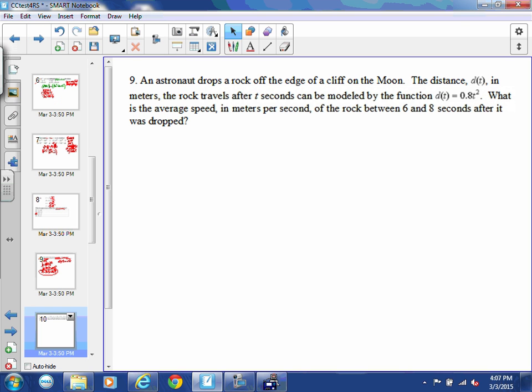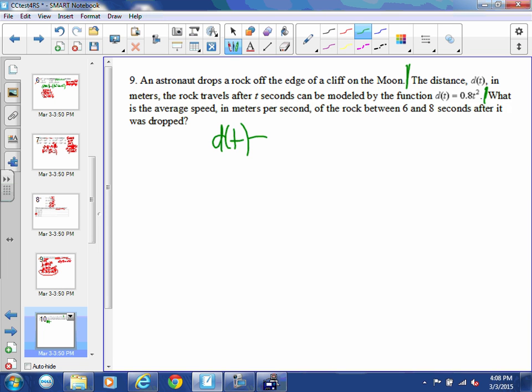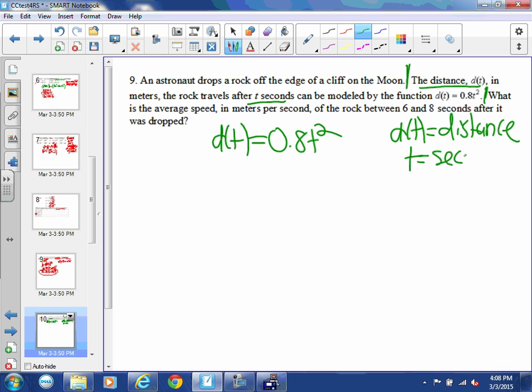Okay. An astronaut drops a rock off the edge of a cliff on the moon. Anything mathematical yet? No. The distance d of t in meters that the rock travels in 50 seconds can be modeled by the function. Okay, so I know that I have d of t equals 0.8 t squared. I know that distance is d of t. And I know that t is seconds.